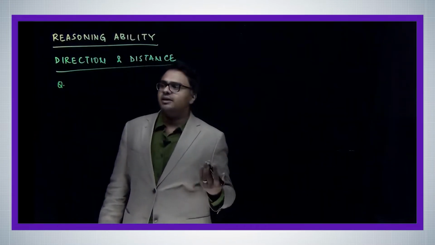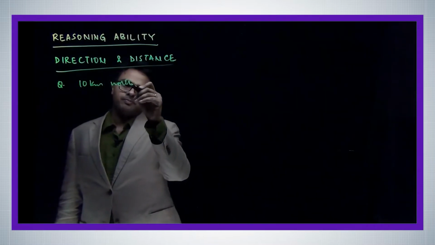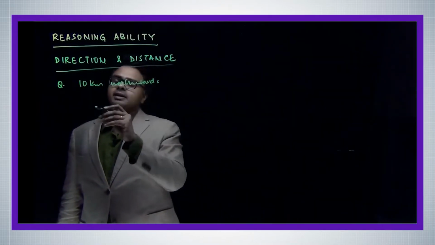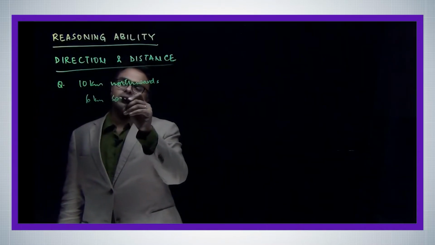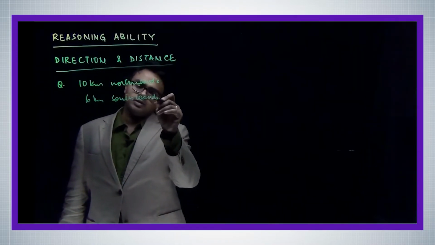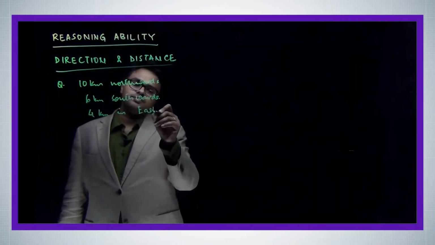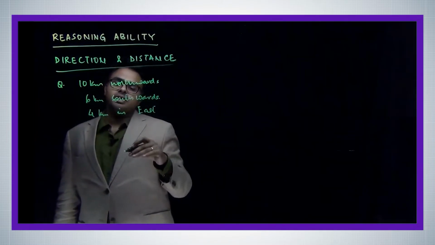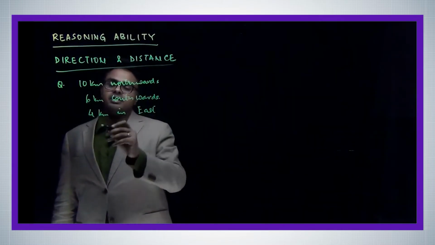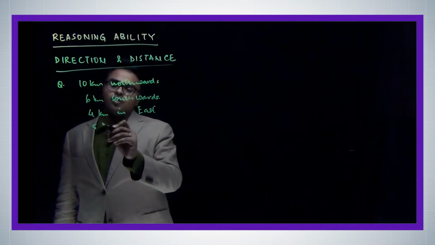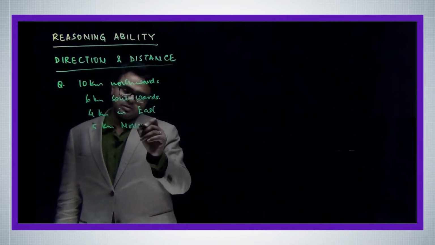So the question can be something like this: a person started walking from a point, 10 kilometers northwards, and then he walked 6 kilometers southwards, then he walked 4 kilometers in the east direction, and then he turned northwards and walked 5 kilometers towards the north. So now you have to find the distance from the original point.